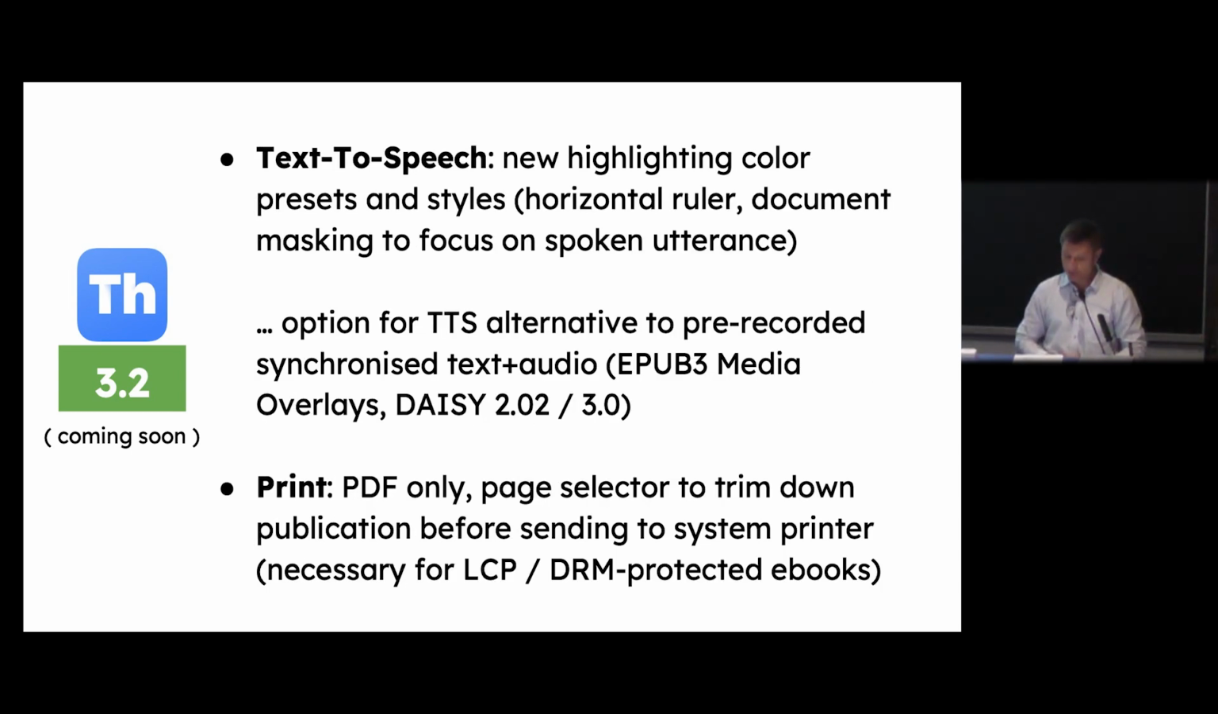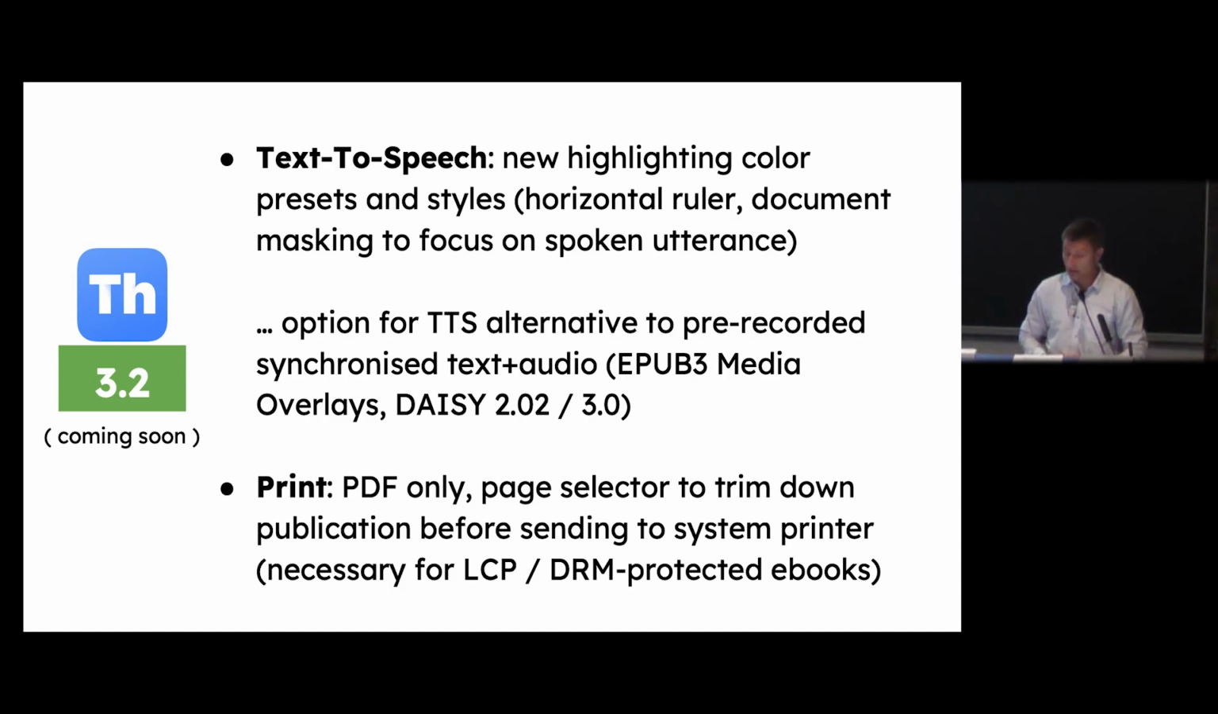Still in 3.2, we have an update in text-to-speech. We now have new highlighting color presets and styles, for example, a horizontal ruler and a way to mask the text outside of the spoken utterance by fading out the text. Again, I'll show you that later.